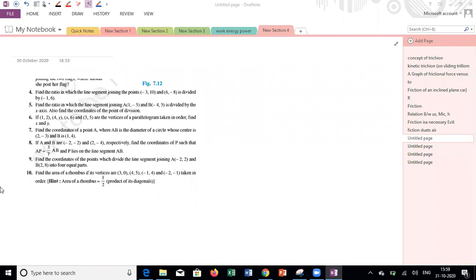Meanwhile, do the sixth question. Start doing the sixth question. Before the others join, a lot of people need to join, so just do the sixth question.